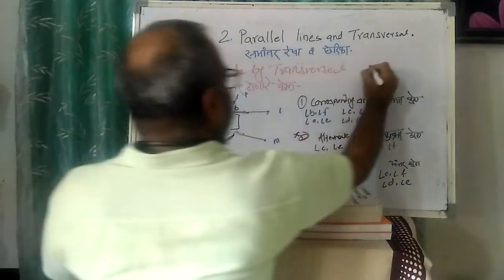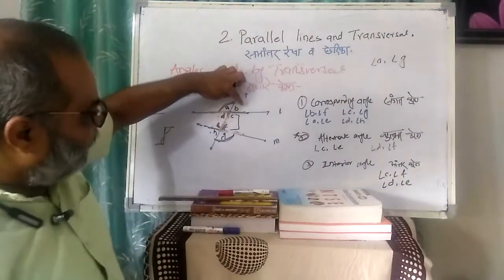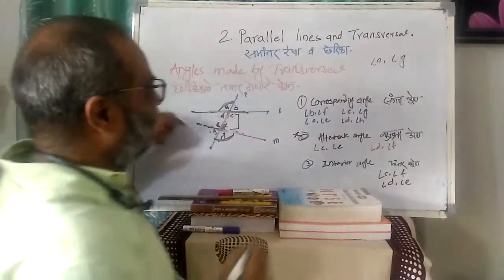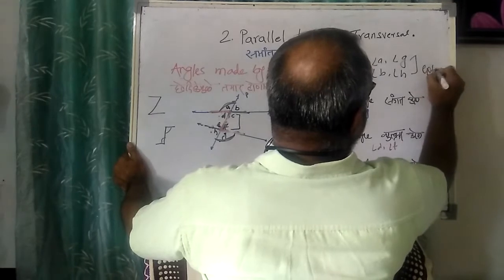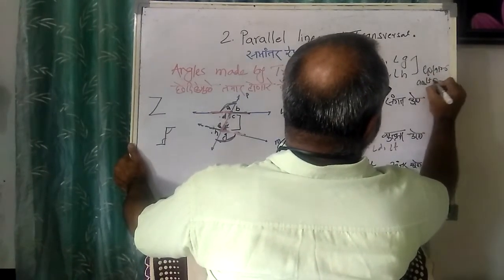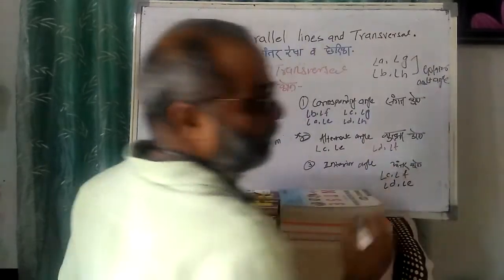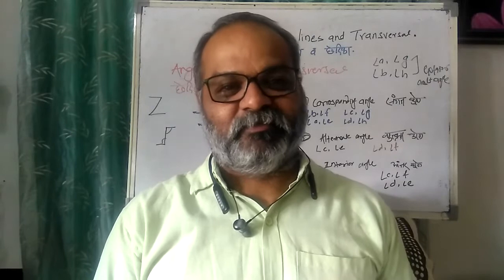So angle A and angle G, and second pair is angle B and angle H. This is the exterior alternate angle. त्याला आपण काय म्हणतो, बाह्य व्युत्क्रम कोन.